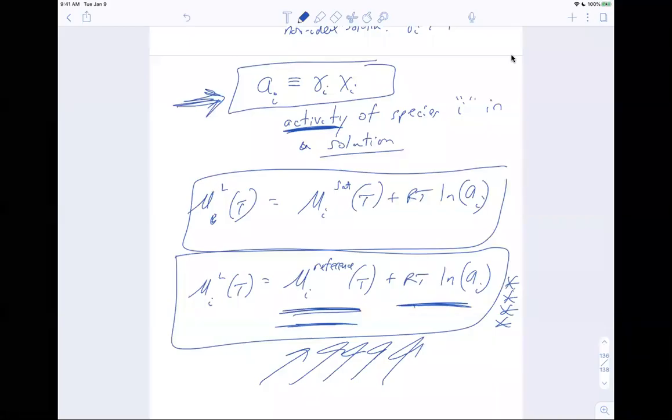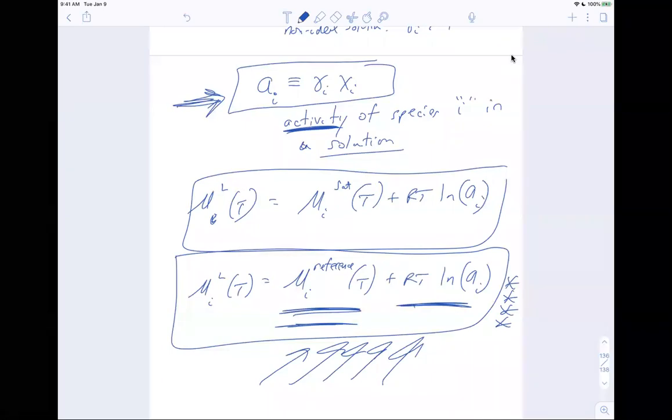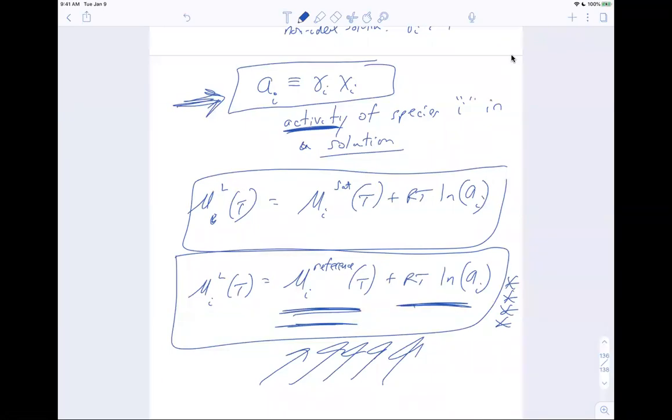The last major issue that we have to address is this idea of activity as it relates to chemical potentials. And we've seen that the chemical potential is really very central to a lot of problems, particularly under conditions where temperature and pressure are constrained or at least controlled.